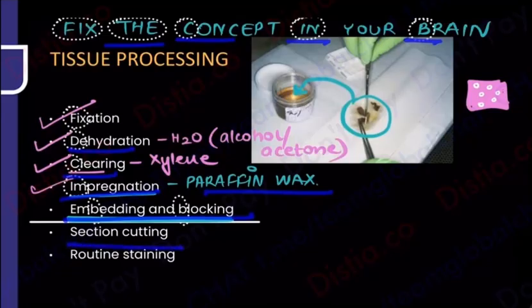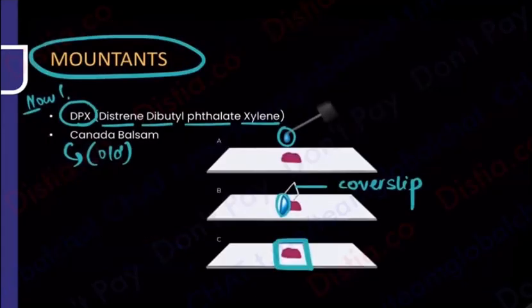Then you do the cutting. How do you do the cutting? The cutting is done by the rotary microtome. And finally you do the staining, the pink and blue staining. Once your slide is ready, how do you cover it? You're going to cover it with a mountant. In olden days you used to use Canada balsam, now you use DPX.